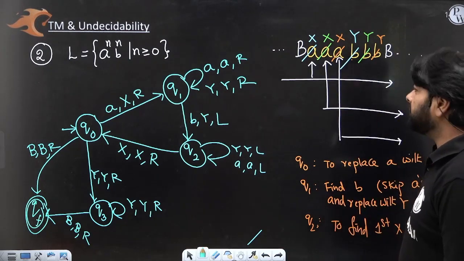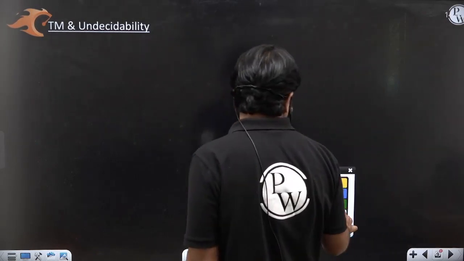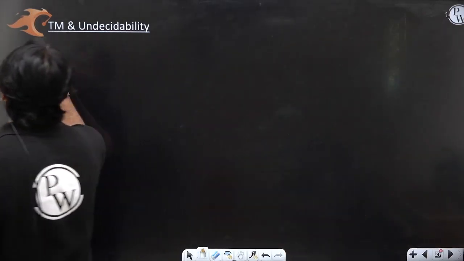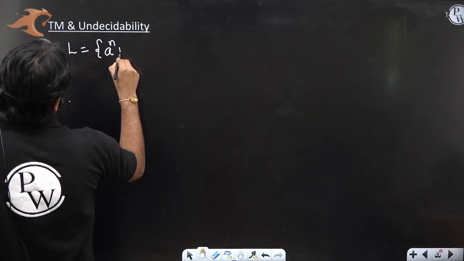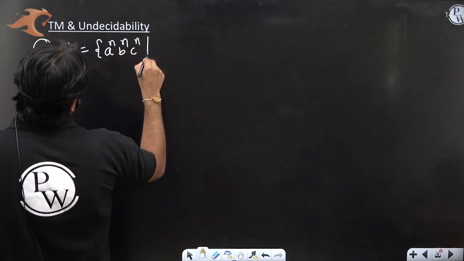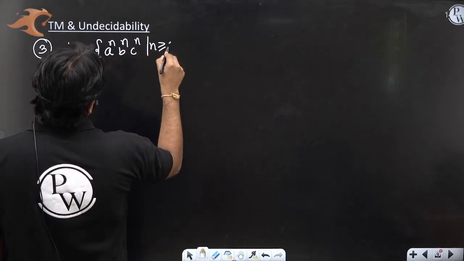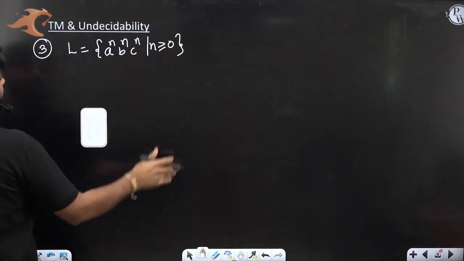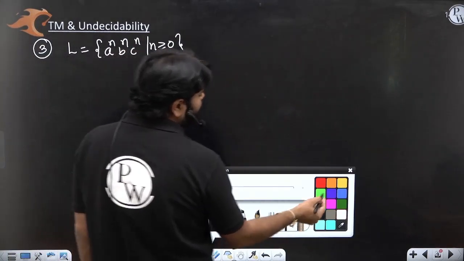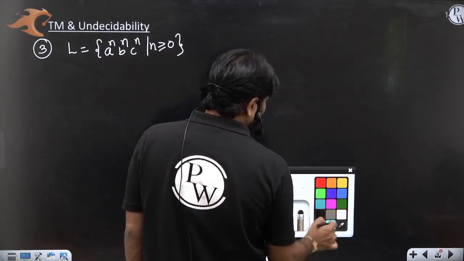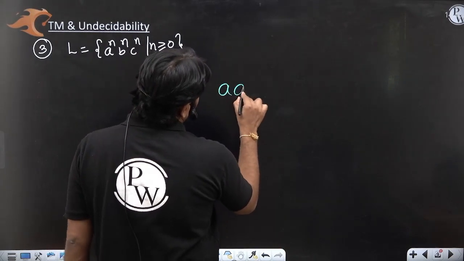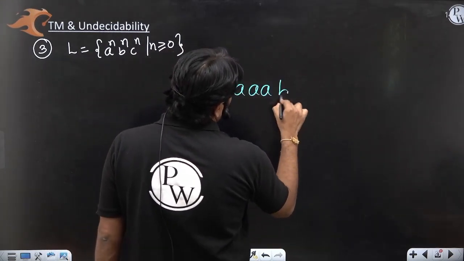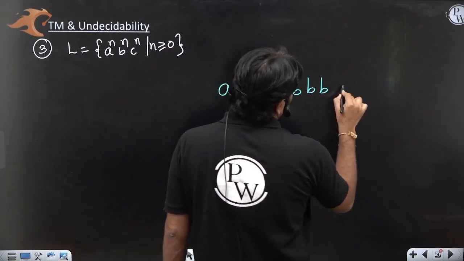Now let's try the third problem. I'll give you the logic, and you just try. L is equal to A power n, B power n, C power n, where n is greater than or equal to 0 or 1, you decide. So how do you plan now? You have a lot of A's, then B's, then C's.